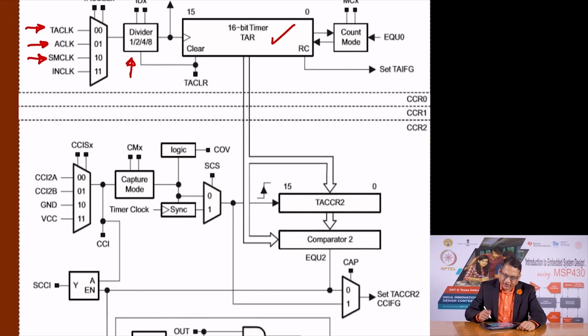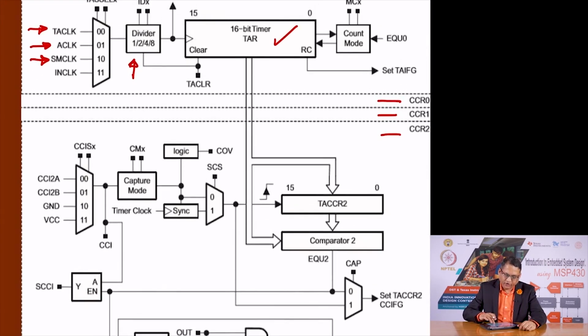Coming to the bottom, we have 3 capture compare registers, CCR0, CCR1 and CCR2. CCR0 is very special, as we have seen in the compare lecture in a previous session: you store a value in the capture compare register 0, and this is used to decide at what time the timer will reset.